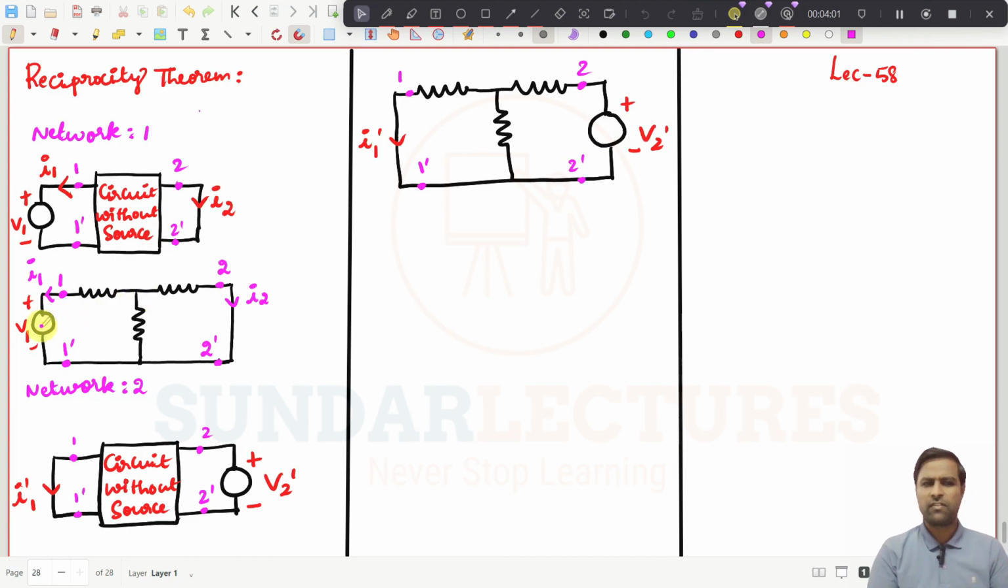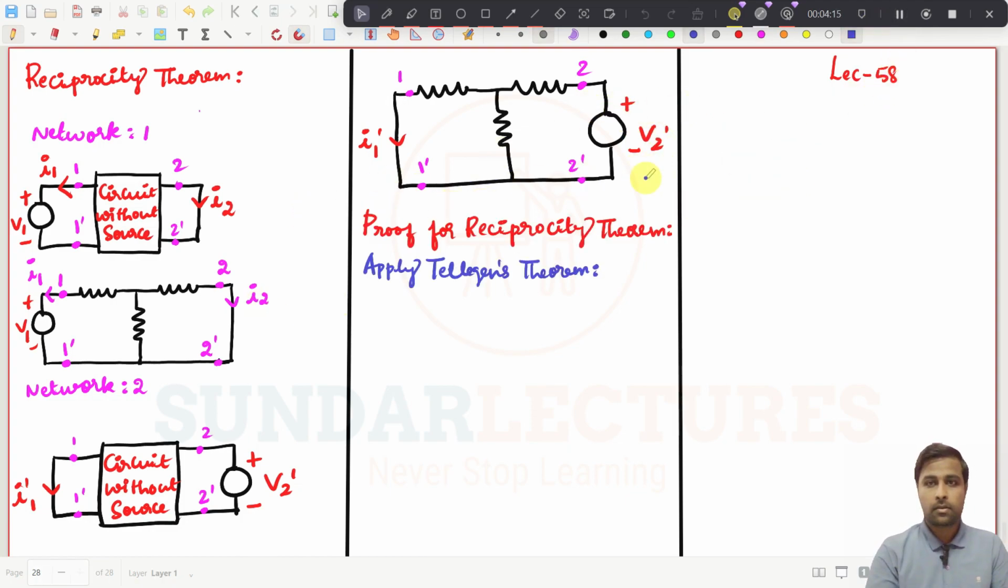Maybe these voltages V1 and V2 may be the same or may not be the same. That depends on the circuit. It is not an issue. So we will see what the reciprocity theorem is. Proof for the reciprocity theorem: now here you apply the intelligence theorem to the two networks. So what is that? Tell me. In this branch the voltage is V1, and what is the other branch current? The topologies are the same, so I am considering these two networks, this network and this network.